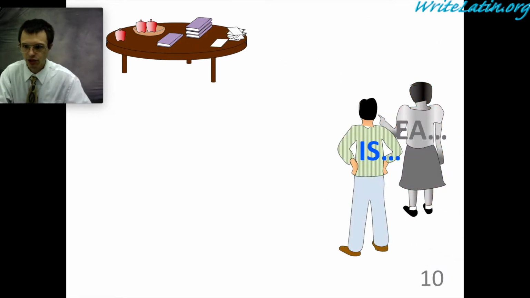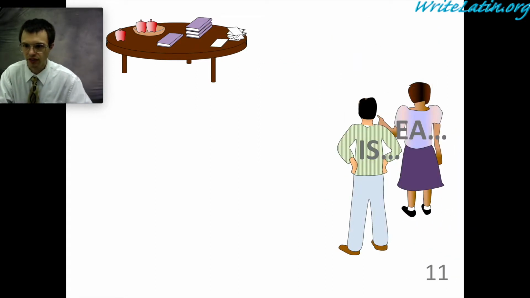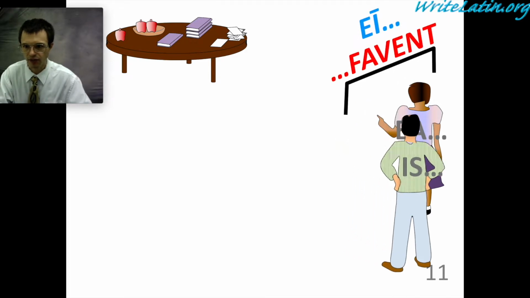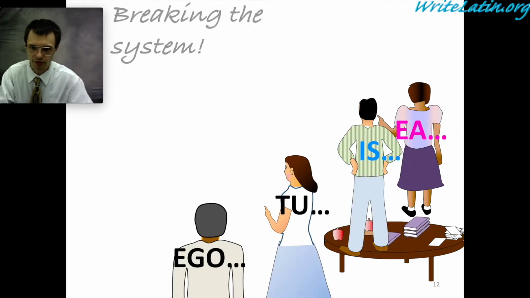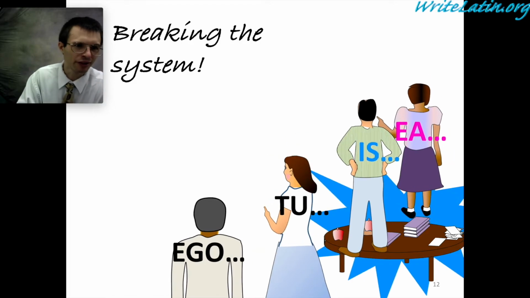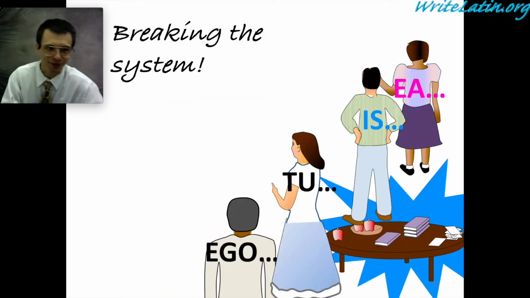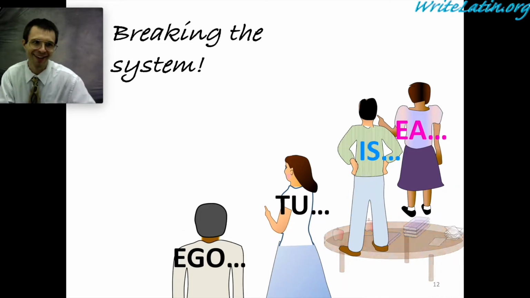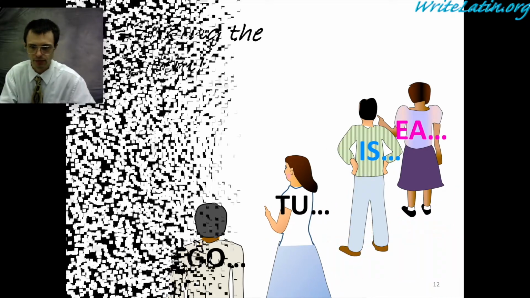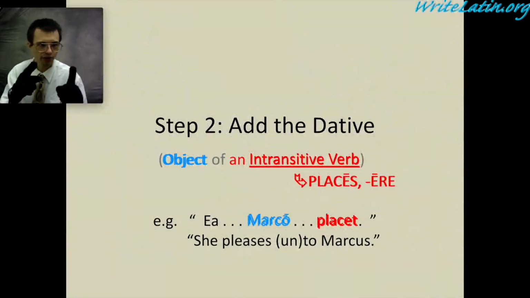So ea favet, she favors, is favet, he favors, and ei favent, they favor. How wonderful. Or ei favent, they favor. All right, we're breaking the system. Isn't this crazy? Okay, this is like the video games when I was a kid. All right. So now that we've covered all bases for intransitive verbs and the pronouns that start them, then we're ready to add a dative.